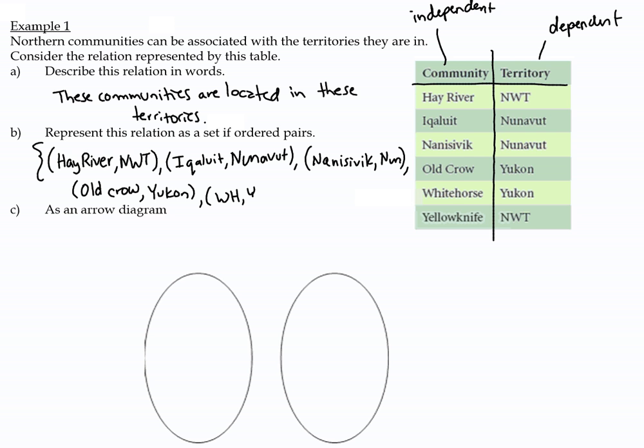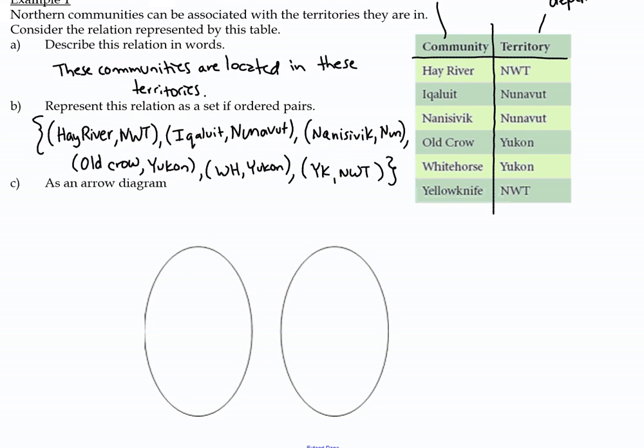Whitehorse, Yukon. Okay, notice how there's commas between each ordered pair as well. And then Yellowknife, Northwest Territories. Okay, so we can represent relations with words, with a table, ordered pairs. Now we're going to learn about an arrow diagram. Okay, so yes, we can use arrow diagrams, and we need to practice because it probably will show up on a quiz or a unit exam, and you need to recognize them.